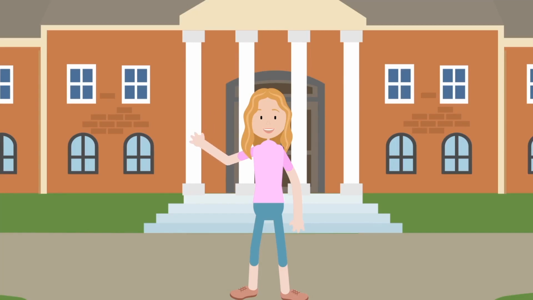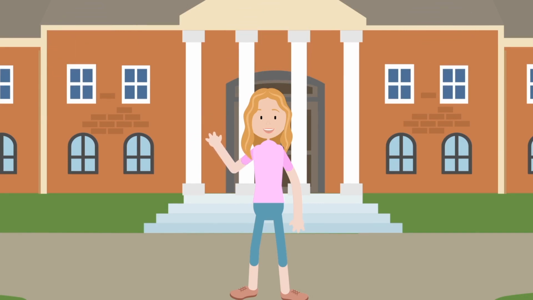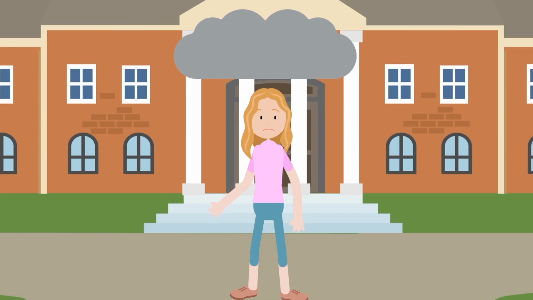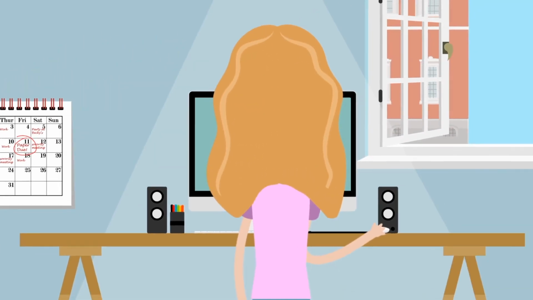Brittany always was the model student. Outstanding grades, lots of extracurriculars, and a part-time job on campus. She maintained this reputation throughout each school year until one day everything changed. With too many commitments on her plate, she was faced with not completing a paper on time.